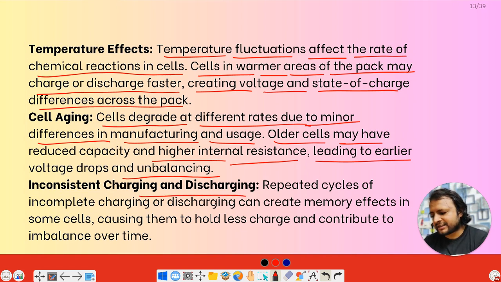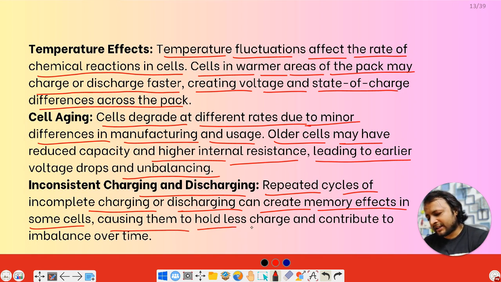And inconsistent, next one is what? Inconsistent charging and discharging. And trust me, suppose today you charge your vehicle 60% just for your operation, then 80%, then 90%, 100%, then 30%. So we are not charging it fully or half charge. So that is also our commitment with our vehicle, which is very much important for making it not to be imbalanced, cell imbalancing. So we are also one reason. Repeated cycles of incomplete charging or discharging can create memory effects in some cells, causing them to hold less charge and contribute imbalance over time.